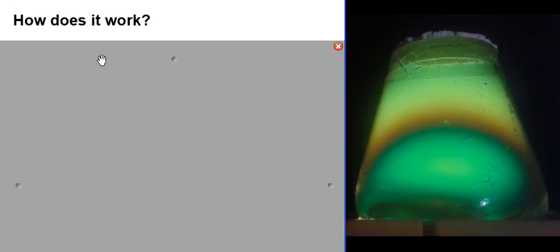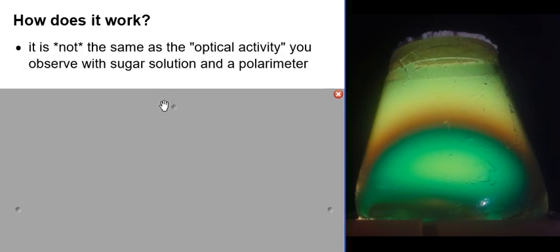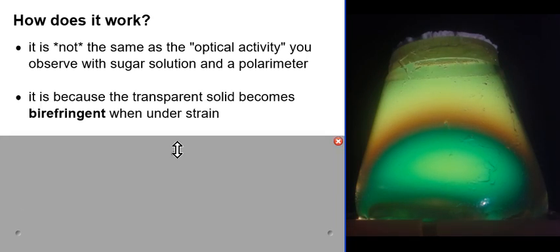The question you're probably asking is, how does it work? Well, what I want to say is it's not the same as the optical activity that you may have learnt about with sugar solution and a polarimeter. So some substances are optically active, by which we mean they can rotate the plane of polarization of light. And this is not the same thing going on here. Okay, it's not just a case of the plane of polarization simply being rotated by something that's optically active.